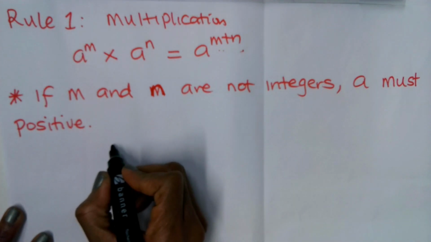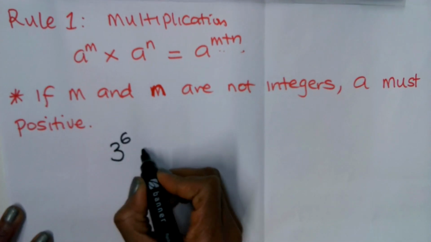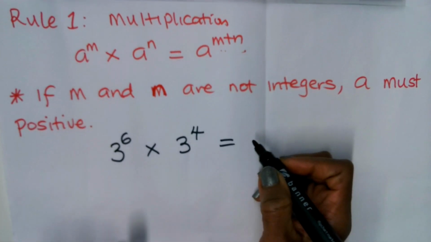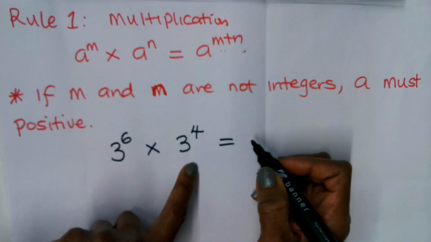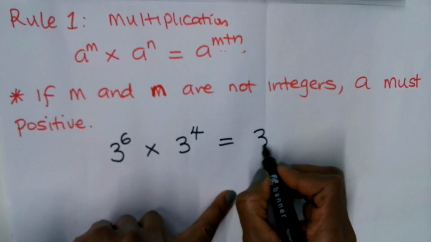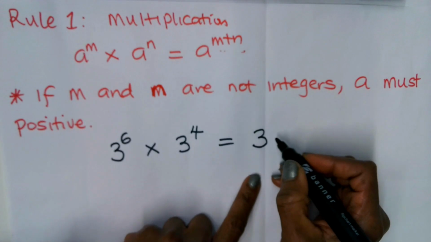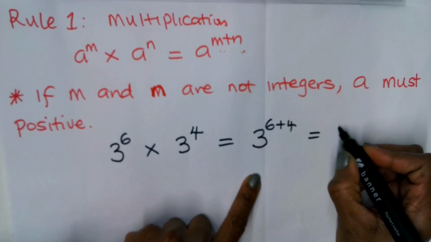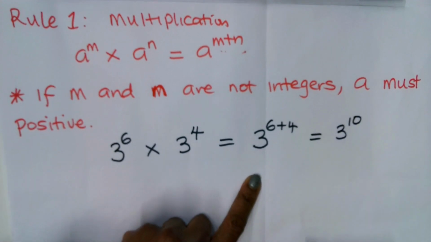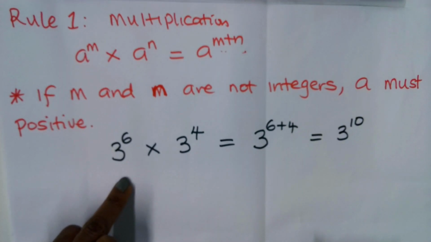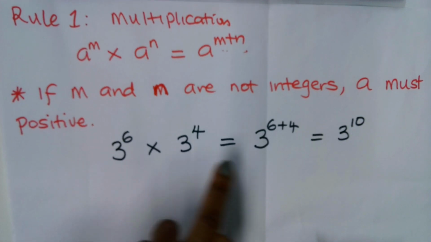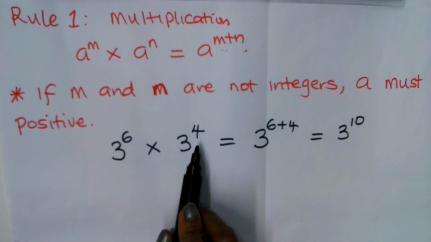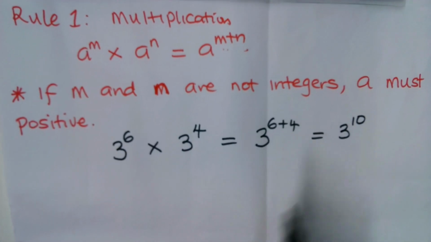We've got the first example, which is 3 raised to the power of 6 multiplied by 3 raised to the power of 4. So in this example, we can see that they've got the same base, so we're keeping the base and then we add the indices. So 6 plus 4 will give me 3 raised to the power of 10. So we keep the base the same, and then we add their indices. So this will be 6 plus 4, which is 10.